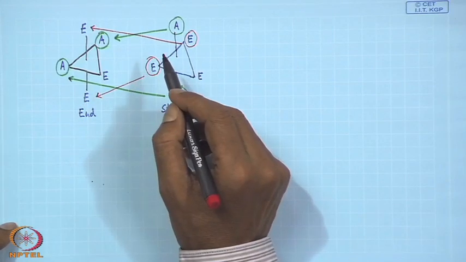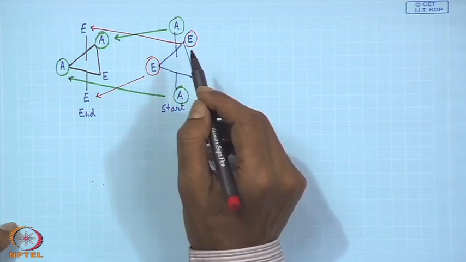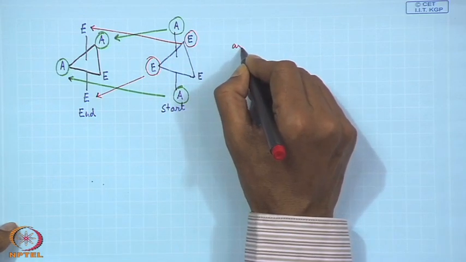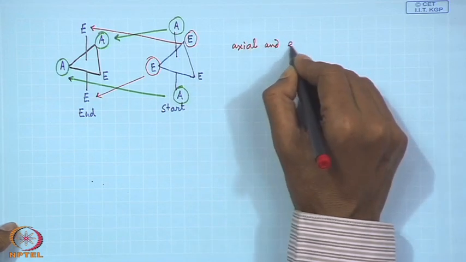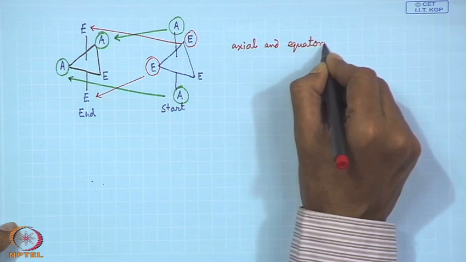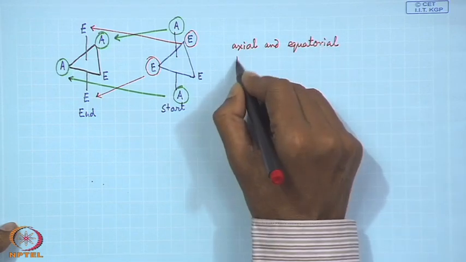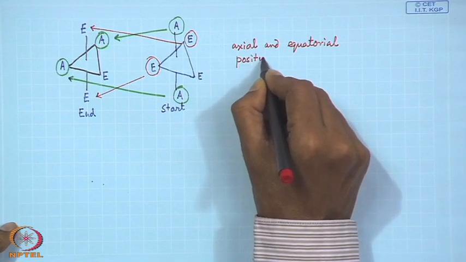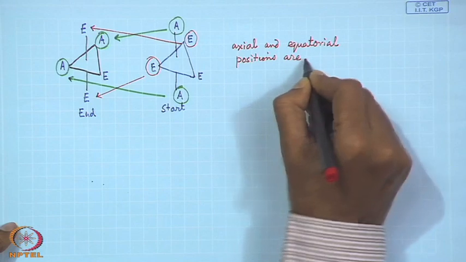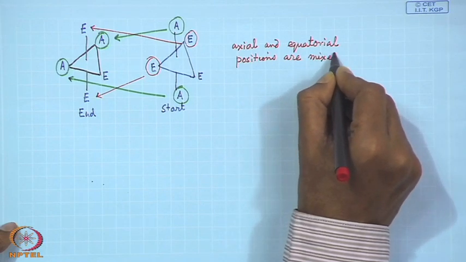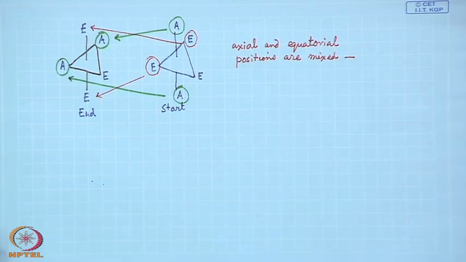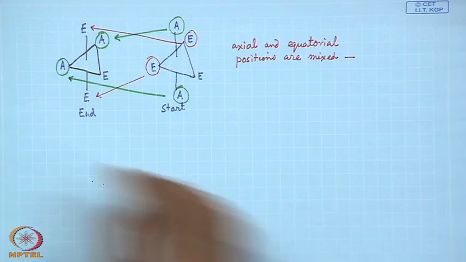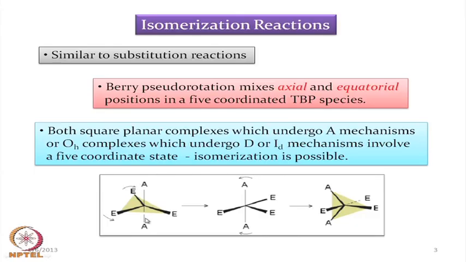So, this basically tells us that it is possible to mix the axial and equatorial positions. So, we consider that axial and equatorial positions are mixed. This is basically the result of the Berry pseudo rotation. So, this can be considered as one kind of pseudo rotation where we get the change from this particular side to the other side.